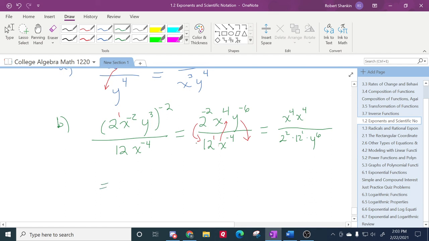And then x to the 4th times x to the 4th. I visualize 4 x's, that's 8 x's. 2 squared is 4, 4 times 12 is 48. Y to the 6th, and there. That's as simple as I can get it. Alright, so that's using a whole lot of the properties that we have for exponents.